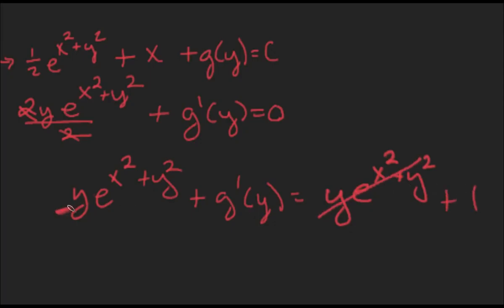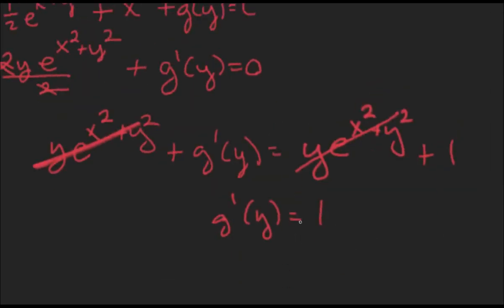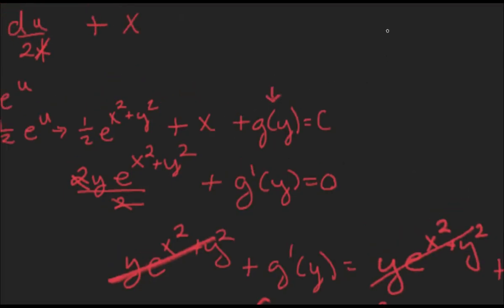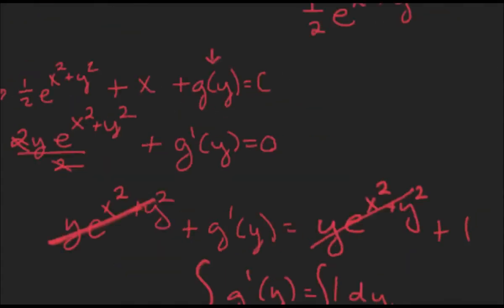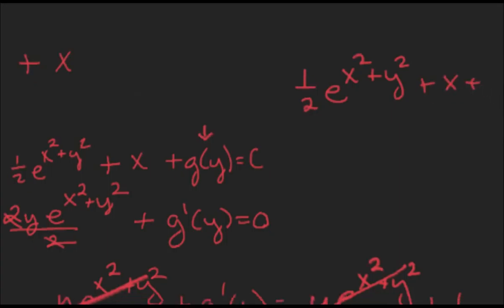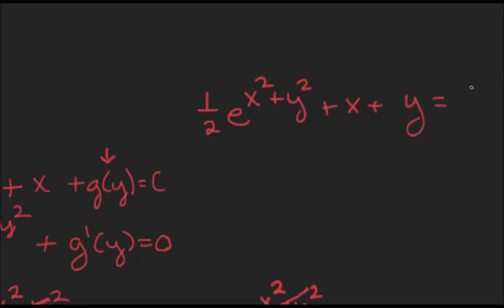So you can see that these cancel, and therefore g prime of y must be equal to 1. We integrate both sides, and we're doing dy here, and dy integrates into just y. So we plug that back into here to get our general solution. y replaces the g of y equals c.